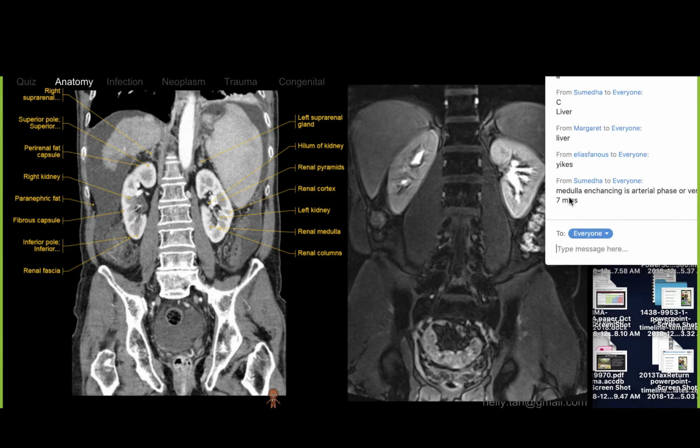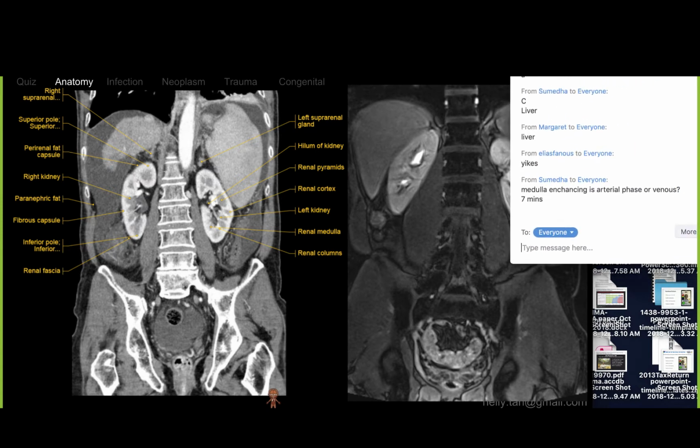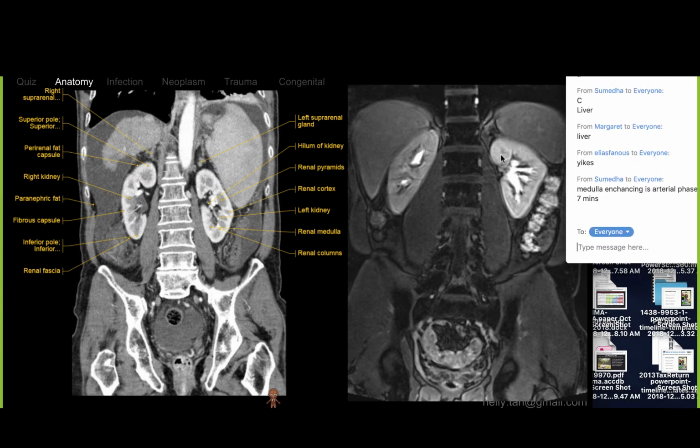So the question is, medulla enhancing is arterial phase or venous? The medulla enhances in the venous phase, so we call that nephrographic phase. The cortical phase is the arterial phase because we see the cortex. Cortical phase and arterial phase are synonymous, and then the nephrographic phase and venous phase are synonymous. Around 8 to 10 minutes, the contrast makes its way down into the collecting system.